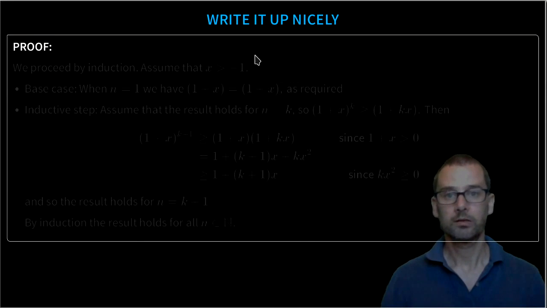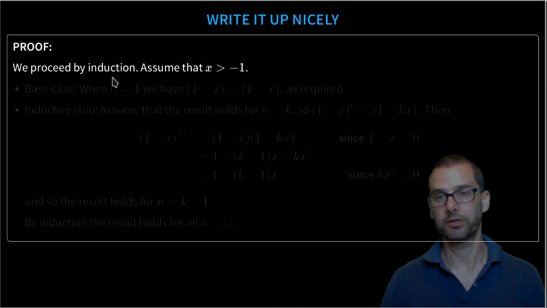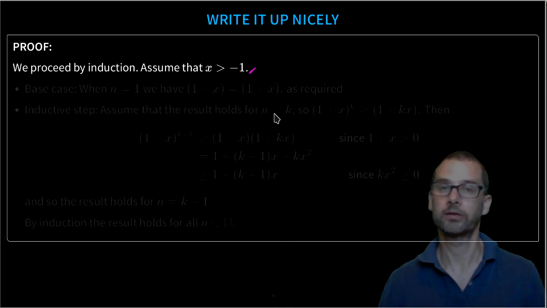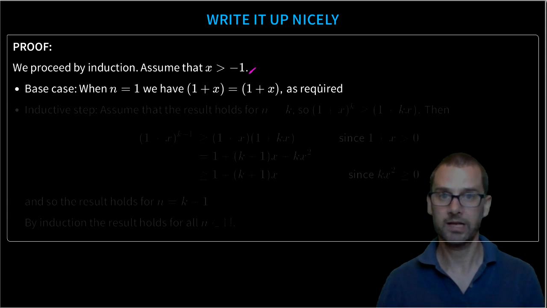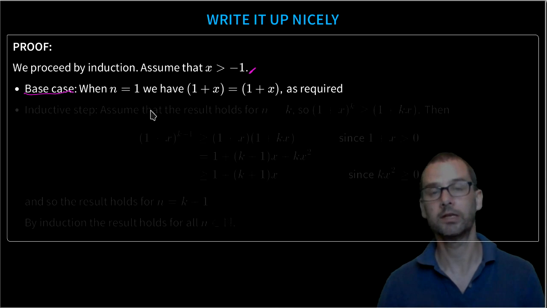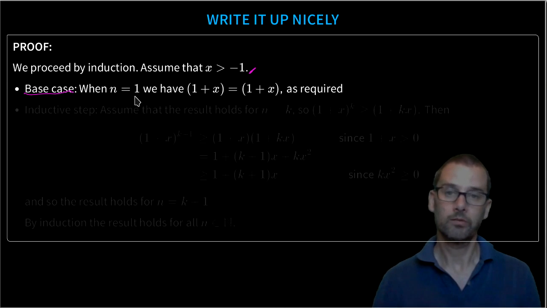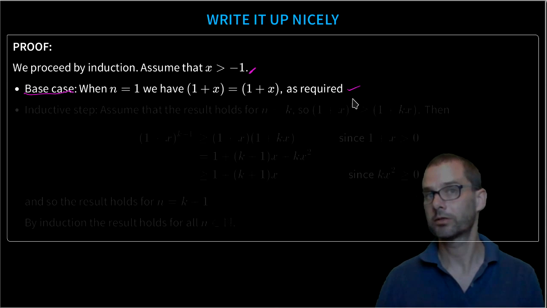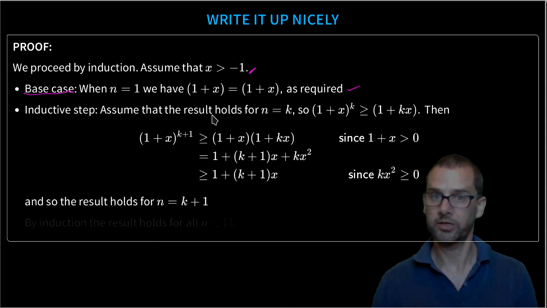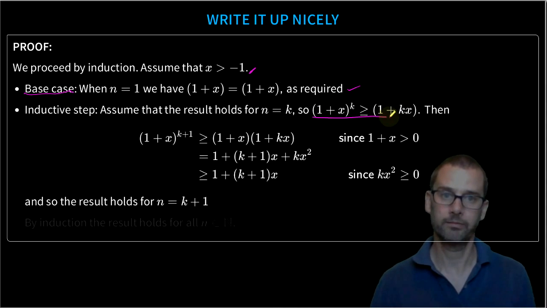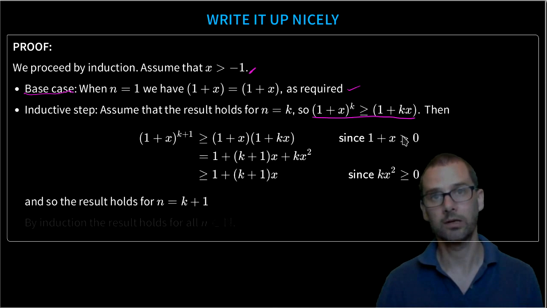So, proof. We proceed by induction. So we're just warning the reader that we're going to use induction. Assume that x is strictly bigger than minus 1. Now, base case, so again, we're just alerting the reader to the structure of our proof here. When n equals 1, everything works. So that's good. Now, inductive step, let's assume the result holds for n equals k, so that that inequality holds.